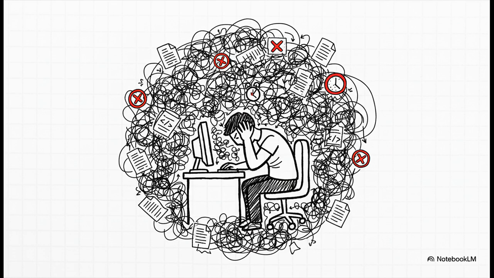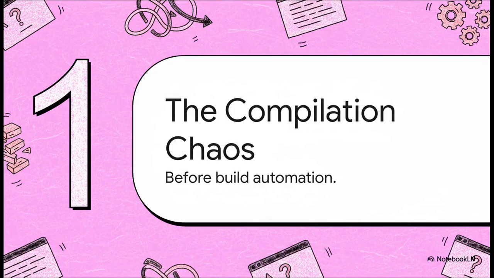Well, before automation, it was exactly what you'd expect, a complete mess. I mean, developers had to sit there and manually type out every single compilation command for every single file. And you know what happens, right? You forget one, you type one in the wrong order, and boom, the whole thing just fails. It was painfully slow, super tedious, and just a recipe for disaster. And that really sets the stage for our first section here, the compilation chaos.